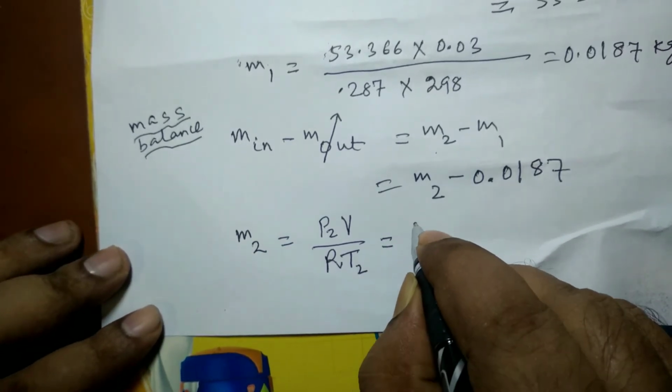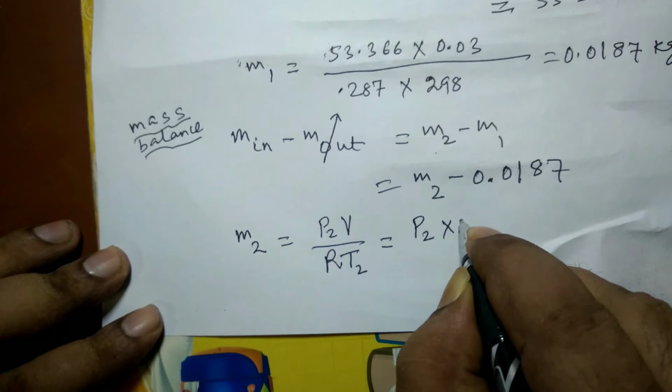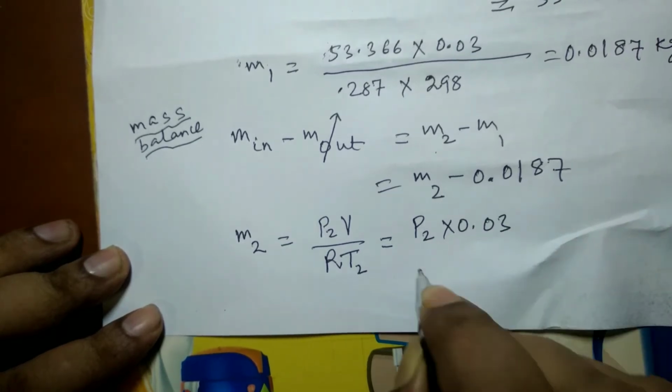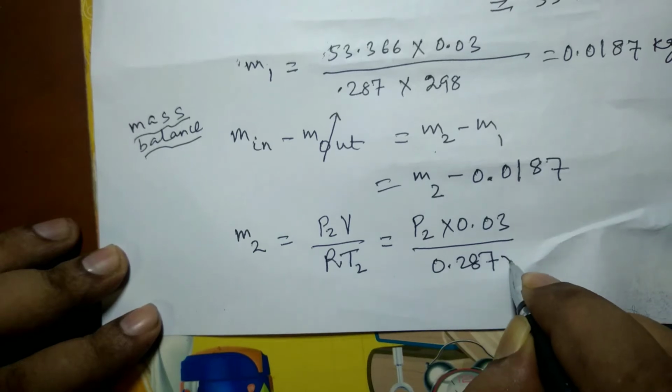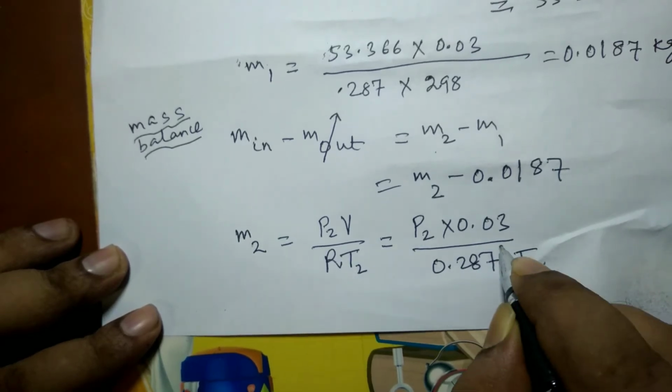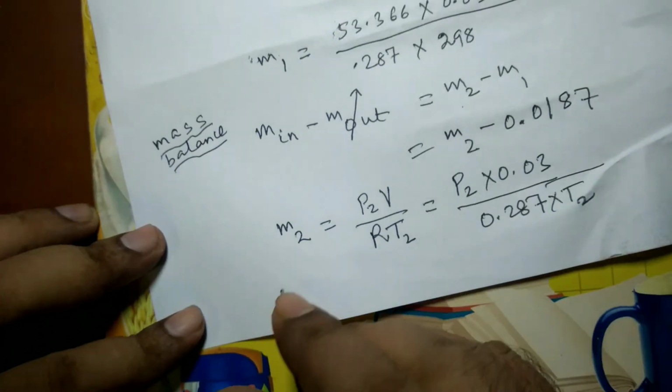So P2 multiplied by 0.03 divided by 0.287 into T2, so we have to calculate it. So P2 we have to find.